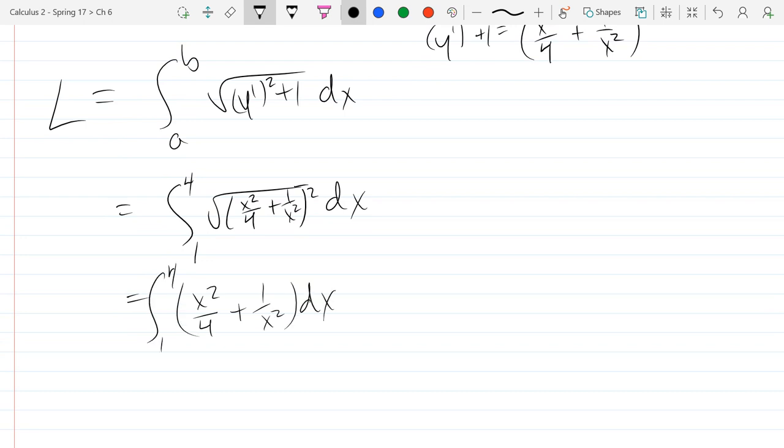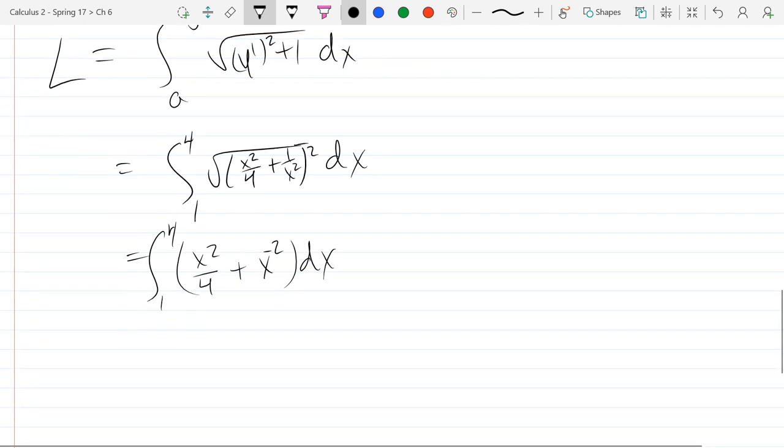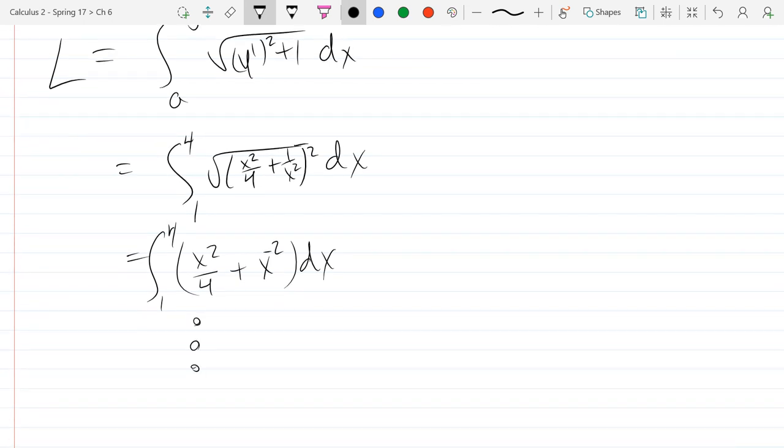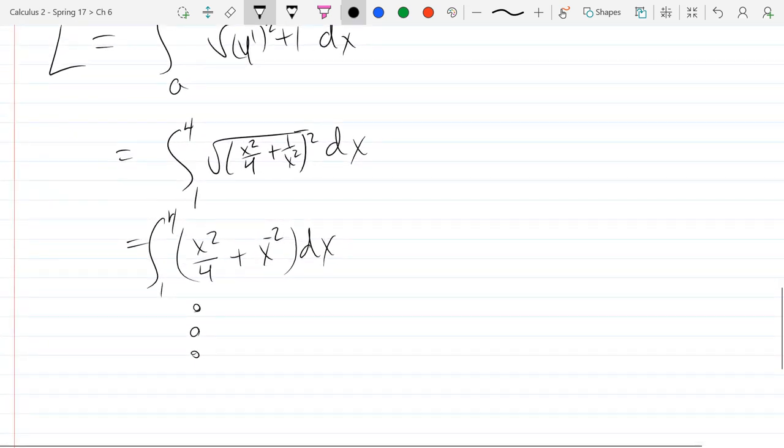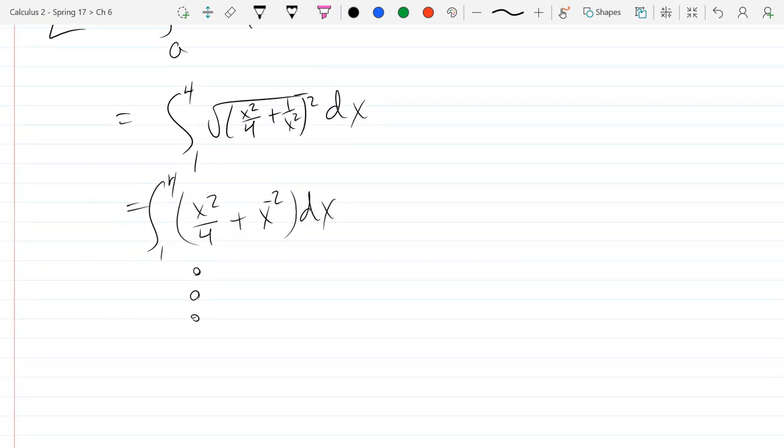And from here, that's just anti-power rule on each term. So rewrite 1 over x squared as x to the negative 2, add 1 to the exponent, and just use the anti-power rule on both terms. So we have a little more to get through for arc length, but you can probably do most of your homeworks from the arc length section right now with what we've done so far.